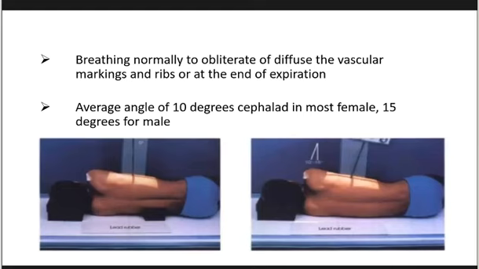Or rather, the patient is made to exhale during the AP and the lateral projection of the thoracic vertebrae, to obliterate or diffuse the vascular markings. So if you can see, class, in this image, the same process.